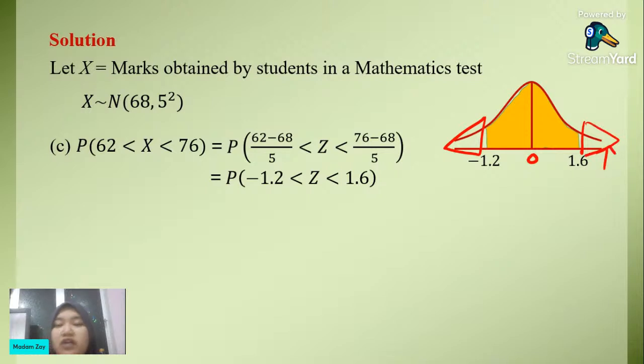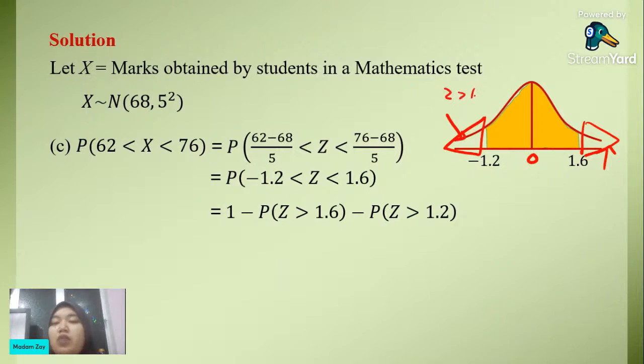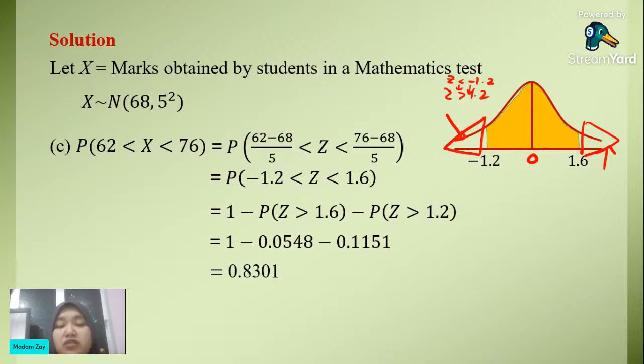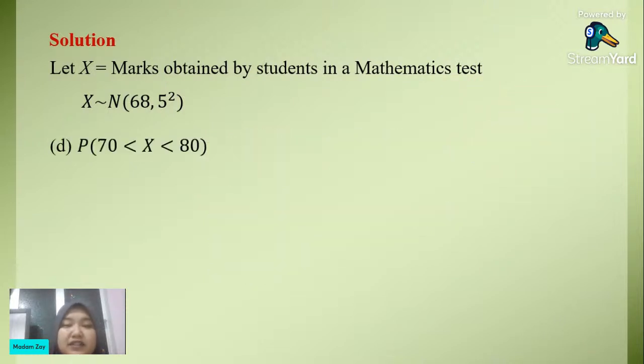This triangle, we know directly it's probability of z more than 1.6. But for the negative one, less than -1.2 is the same as more than positive 1.2. We change the direction, we change the sign. Negative to positive, less than will be more than. So z more than 1.2. Take the value from the table for both 1.6 and 1.2. We get 1 minus 0.0548 minus 0.1151, which is equal to 0.8301.